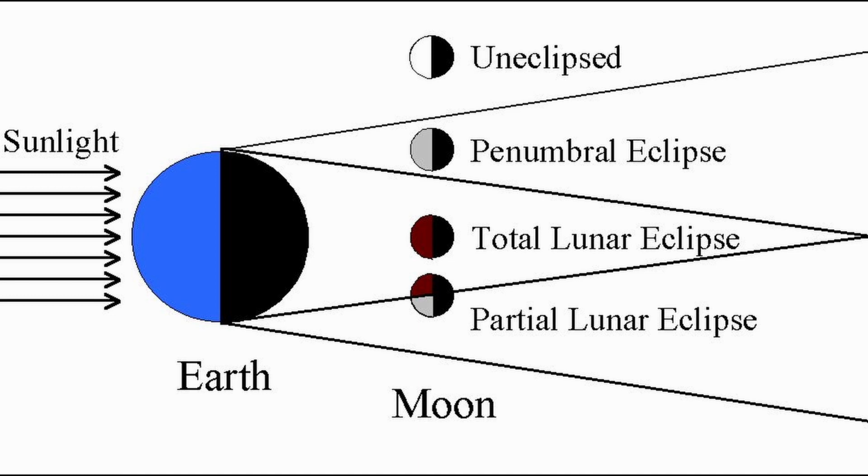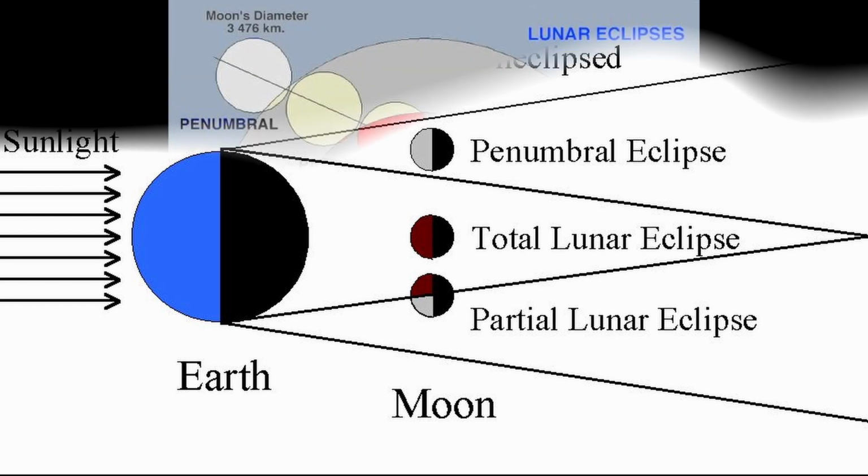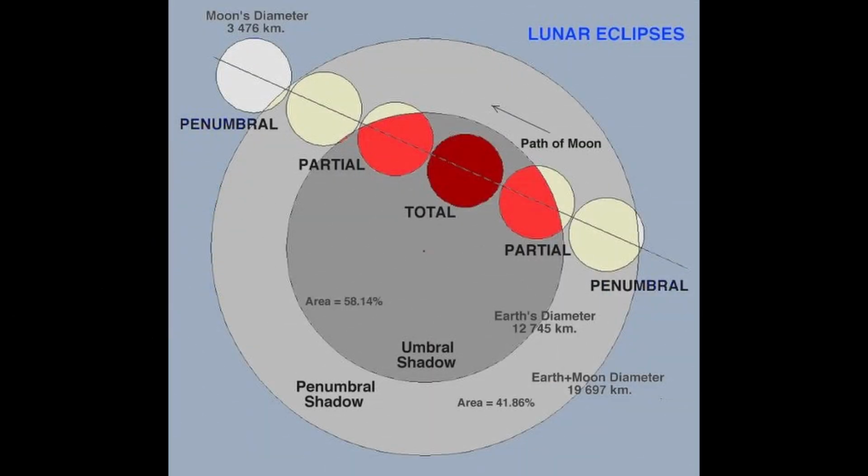The umbra is the area where the Earth's shadow fully blocks the sun's rays, causing a full red eclipse when the moon passes through. In a partial eclipse, only part of the moon turns red, as only part of it goes through the umbra.